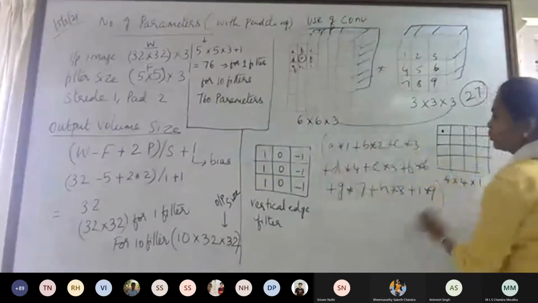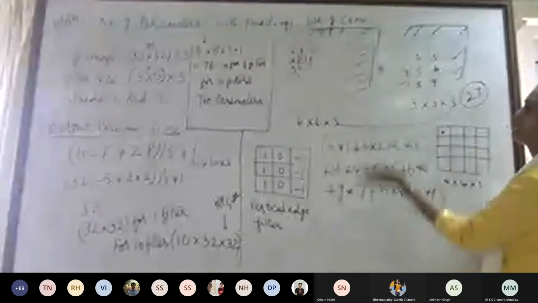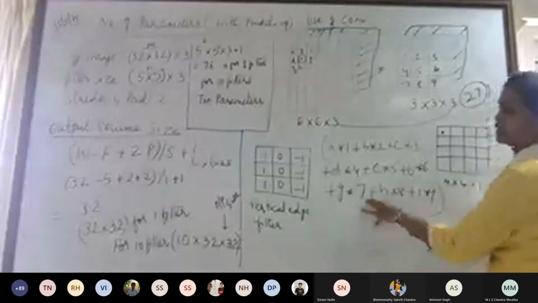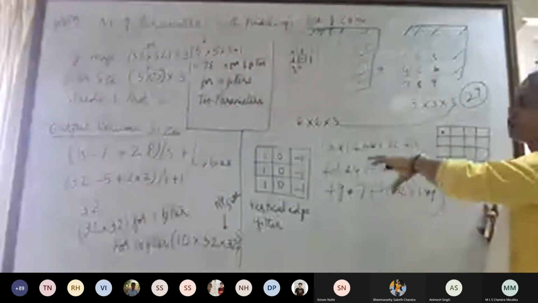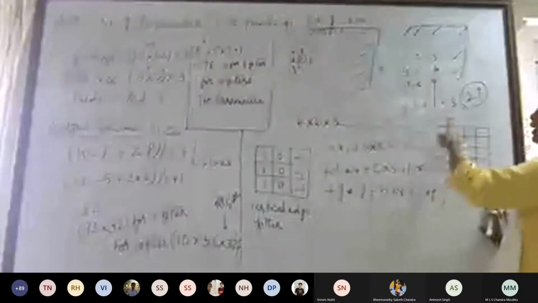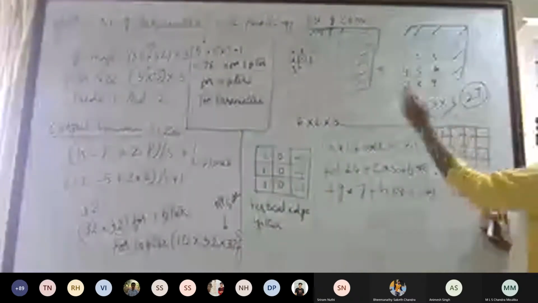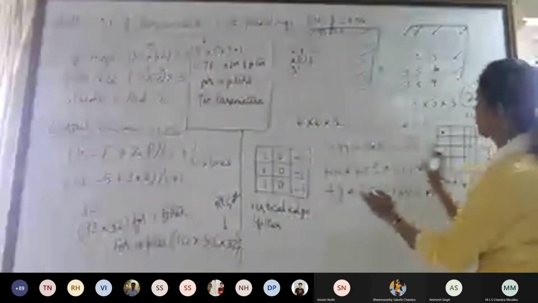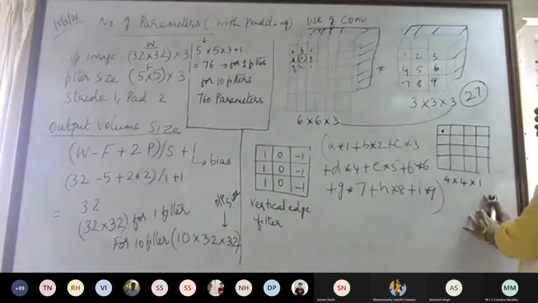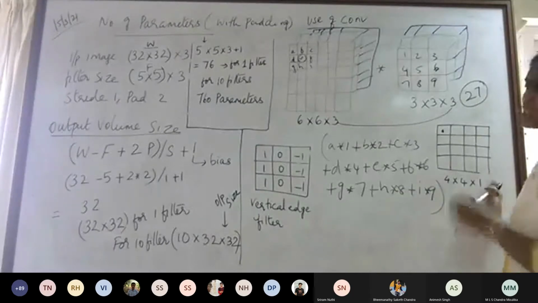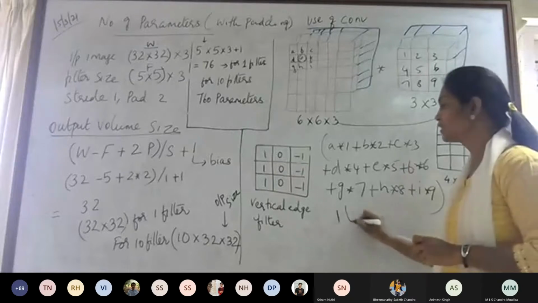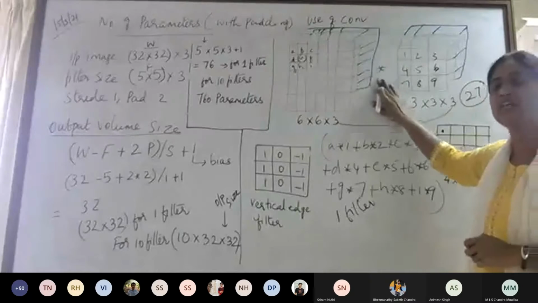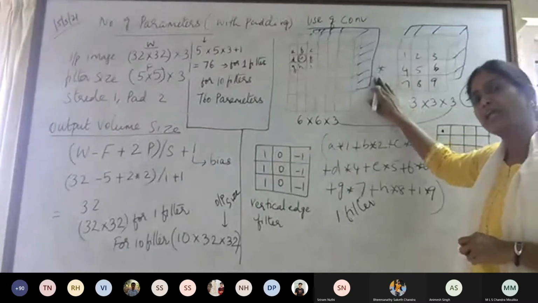Whatever value I get here, this I will repeat for green, this I will repeat for blue. I will get 1 value for red, 1 value for green, 1 value for blue. All the 3 are added and it is being put here. Likewise, you move the filter over the image, slide it, perform the operation and fill this 4 cross 4 matrix. And finally, this is 1 plane. This is for one filter, one 5x5 filter with 3 planes.